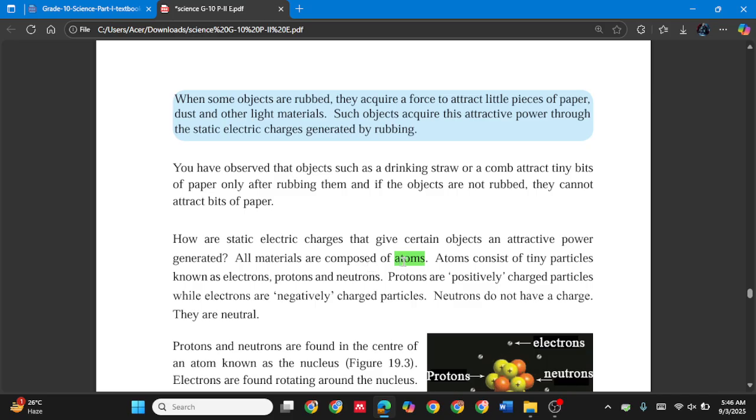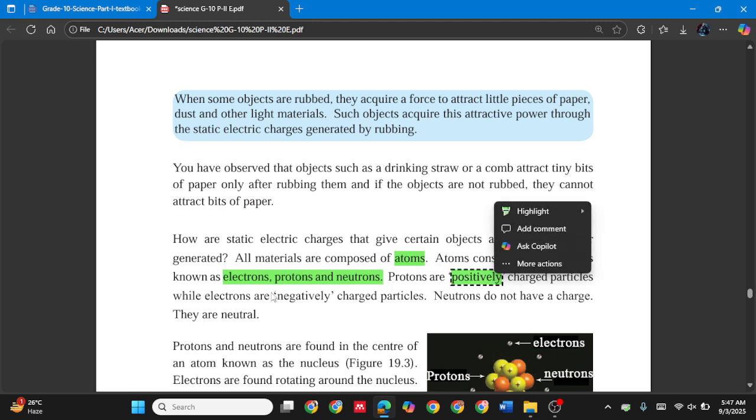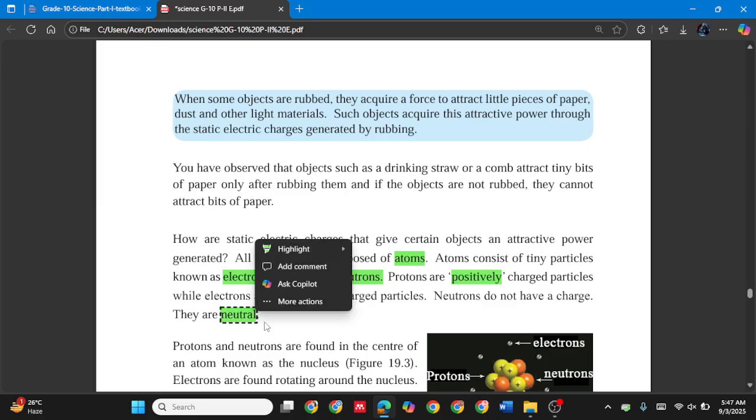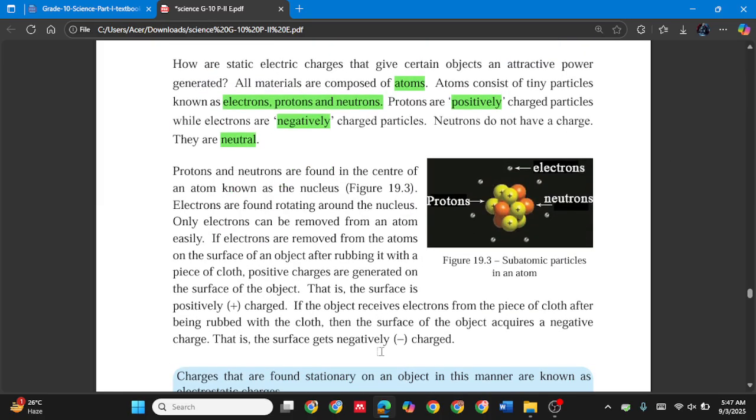Atoms consist of tiny particles known as what? Electron, proton, neutron. You already know it. So protons are positively charged and electrons are negatively charged. Neutrons do not have a charge. They are neutral. So protons and neutrons are found in the center of an atom known as the nucleus.